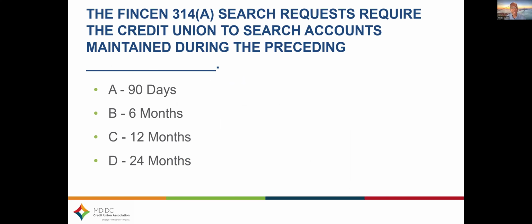Oh boy, these quizzes come up nice. I like these quizzes. All right. So, for instance, 314(a) search requests are required by the credit union to search accounts maintained during what period? I don't know if I mentioned it, it was on the slide. The options are 90 days, 6 months, 12 months, or 24 months.